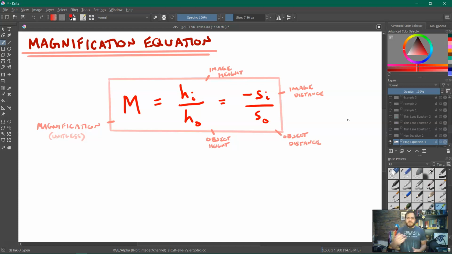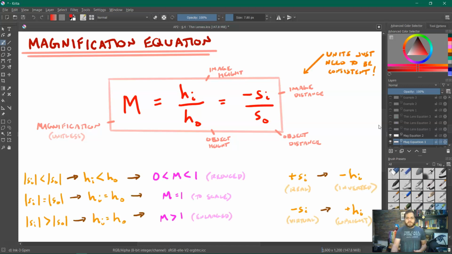Image height, image distance, object distance. And remember that these units just need to be consistent. And the same trends hold as well. If it has a positive image distance, it is real. A negative image distance, it is virtual. And if you have a positive image distance, you are left with a negative image height, so it is inverted, so those go together always. And if you have a negative image distance, you'll have a positive image height, meaning it will be upright, and virtual and upright are also always going to go together.